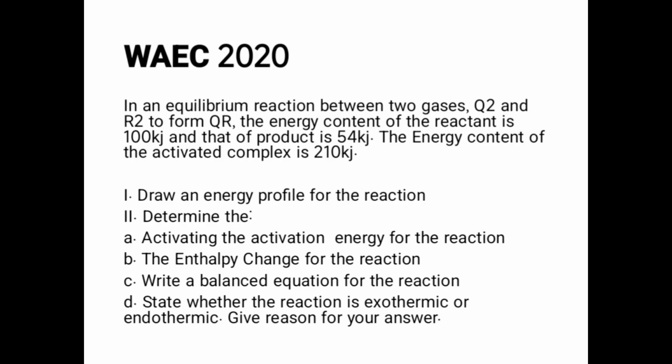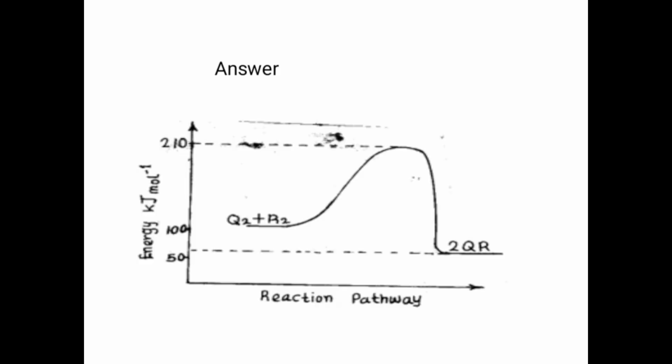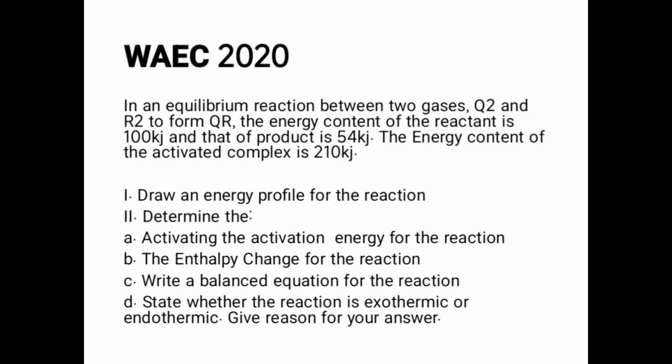Can you attempt this question? Let's see how you are going to attempt the question, from what we have said so far. Okay, let's look at it together. This is the energy profile diagram for that reaction. Don't forget the question says the two gases Q2 and R2 form QR. That means Q2 plus R2, and the product is QR. So on the reactant side, you are writing Q2 plus R2, and the product is QR.